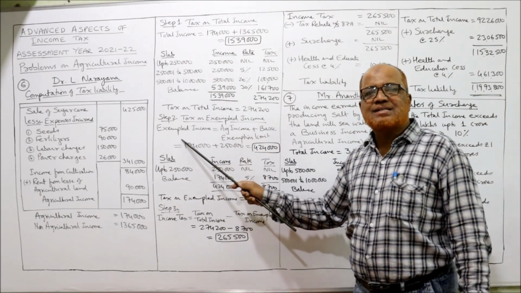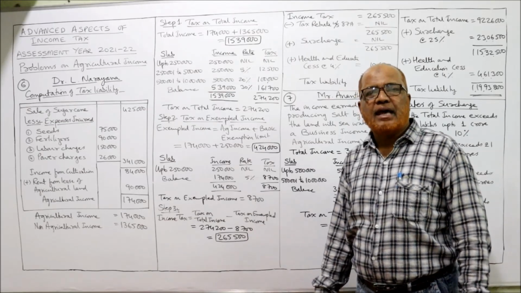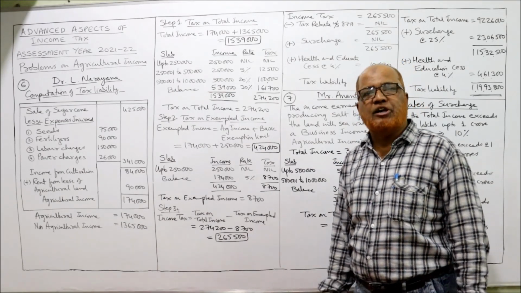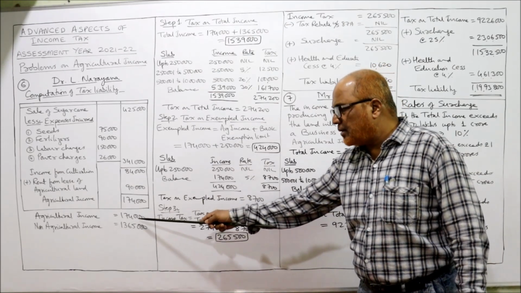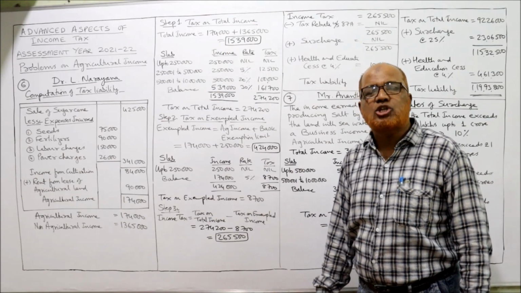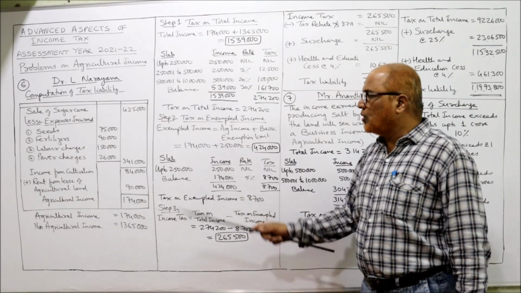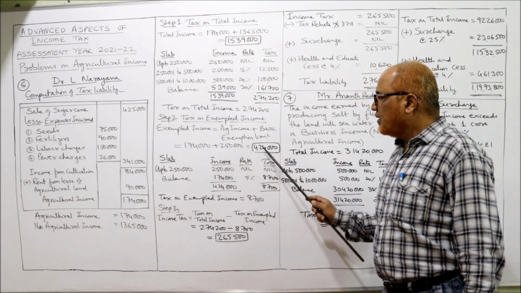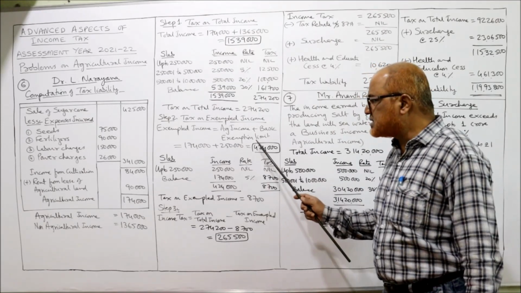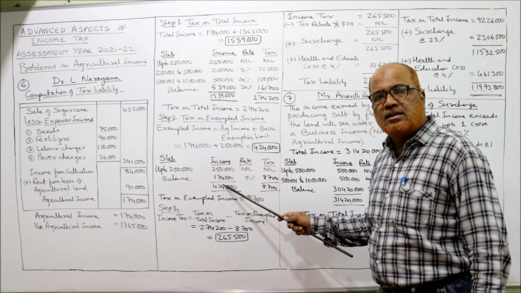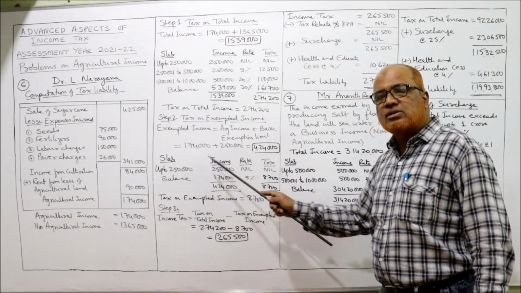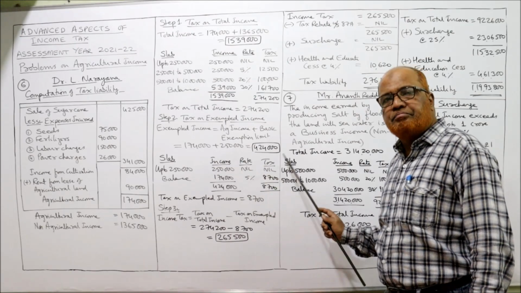Now second step, tax on exempted income. Exempted income means agricultural income plus basic exemption limit. How much is the agricultural income? 1,74,000. How much is the basic exemption limit? 2,50,000. So 174 plus 250, 4,24,000 is the exempted income. On this exempted income, how much is the tax? Same slab, income, rate, tax. Up to 2,50,000, income 2,50,000, nil.